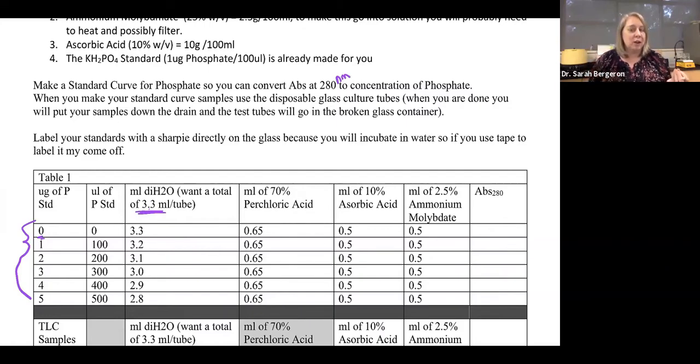So if your standard is 0, you're going to put 3.3 mils of water. A standard of 1 is going to be 100 microliters. If you want 1 microgram of your sample, you put 100 microliters of your sample, which means you would only need 3.2 milliliters of water. And so on and so on. You're going to go all the way to 5 micrograms in your last standard.